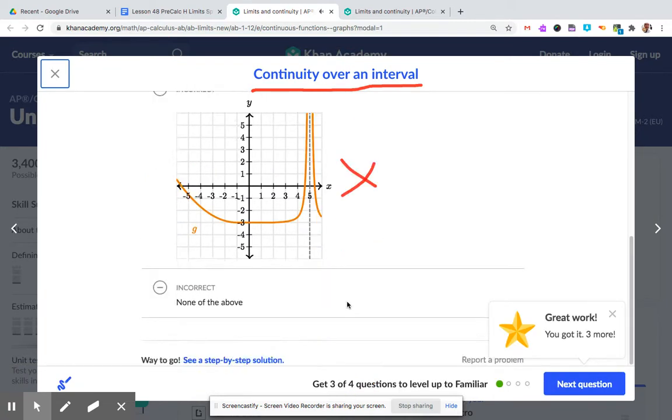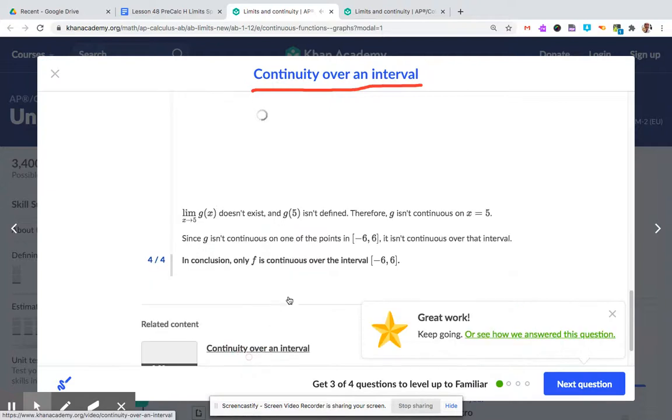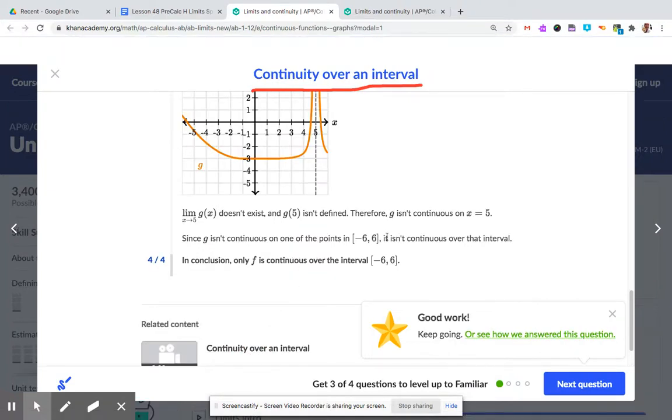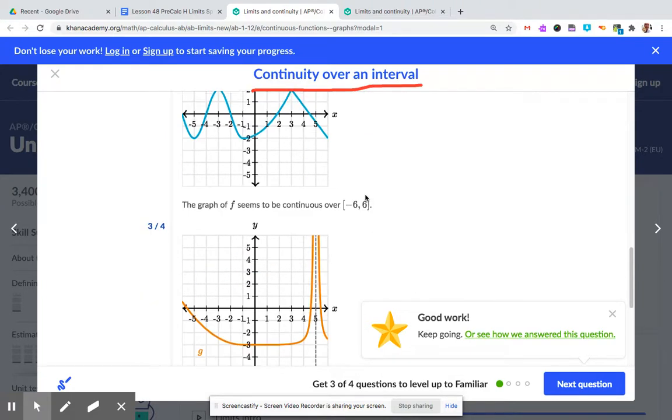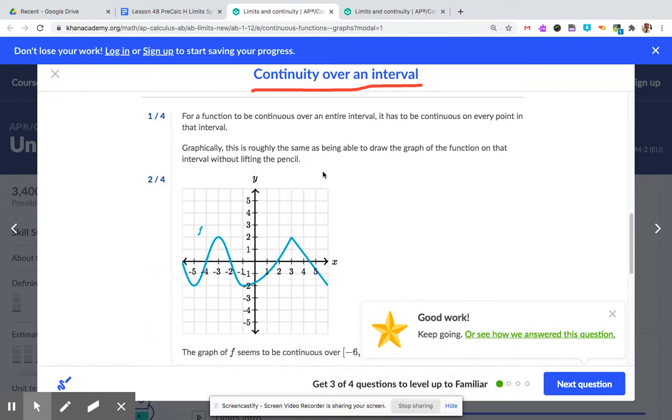Okay, and if you need to, you can always remind yourself that looking over it does help. It's not defined as we go to 5 on this one, going to infinity, and everything else seems to be okay. You don't have to lift your pencil, and it's continuous over the whole interval.